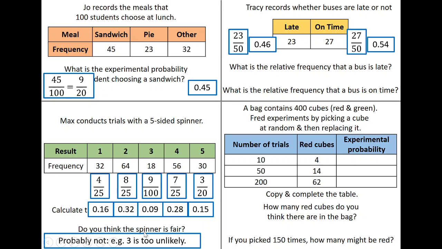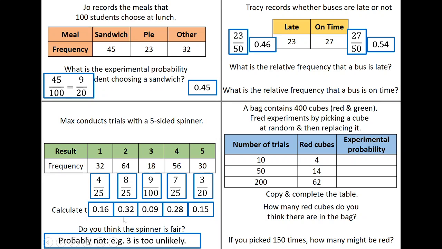Do we think it's fair? Probably not. Okay, these are all very uneven. You would expect, for an experiment that has happened 200 times, the probabilities to be starting to even out. These are all very different. 2 is really quite small, 3 is really quite small, and 2 is much bigger.